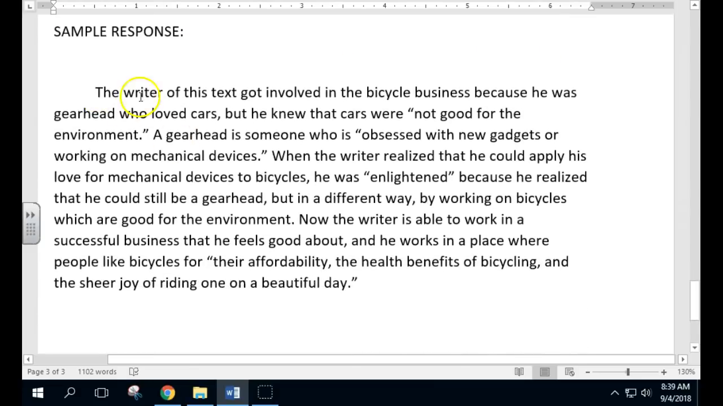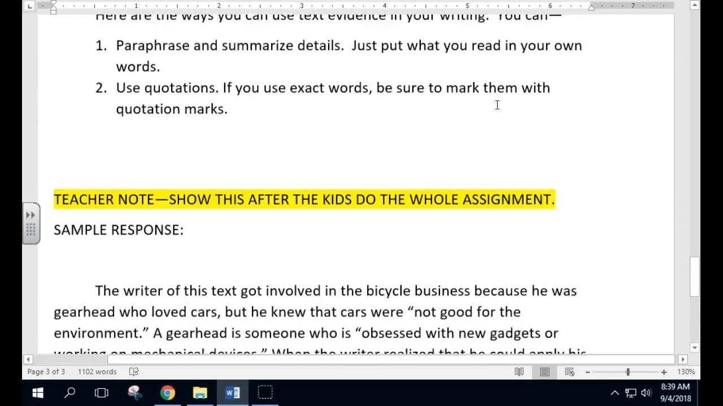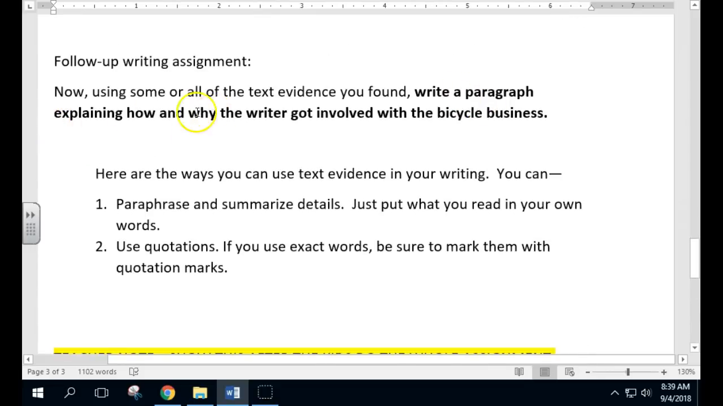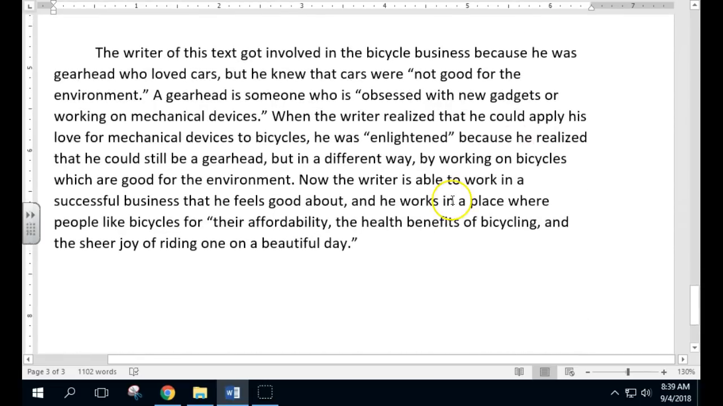So I came here and I used the exact words, the writer. The writer of this text got involved in the bicycle business. See how that comes straight from the question? Why the writer got involved in the bicycle business. All right, so I said the writer of this text got involved in the bicycle business because he was a gearhead who loved cars, but he knew that cars were not good for the environment.